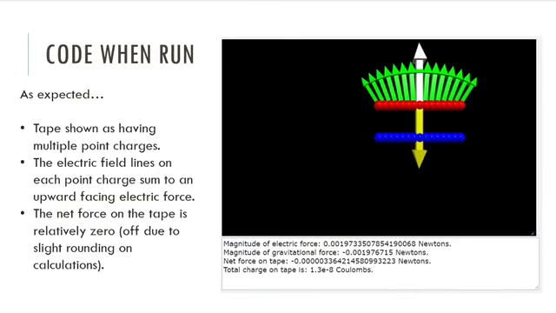When the code is run, it looks as it does on the right. This is correct because the tape is shown having multiple point charges, and the electric field lines on each point charge sum to an upward-facing electric force. And finally, the net force on the tape is relatively zero, and the total charge on the tape comes to be 1.3 times 10 to the negative 8th coulombs.